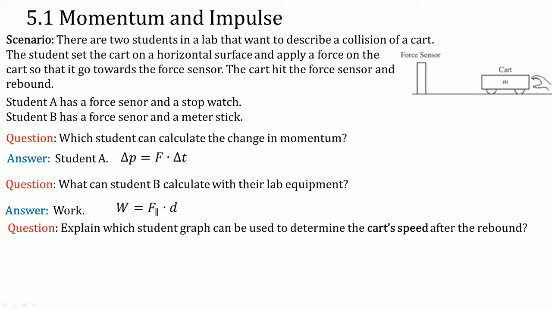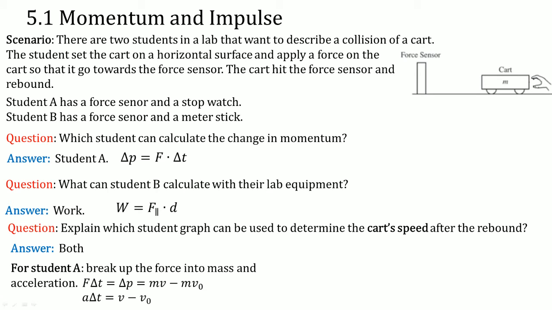Lastly, explain which student's graph can be used to determine the cart's final speed after the rebound. Well, both actually can. For student A, if you break up the force into mass and acceleration, it should look something like this. The delta P is equal to the force times delta T. The mass times V minus mass times V naught is what the change in momentum is equal to.